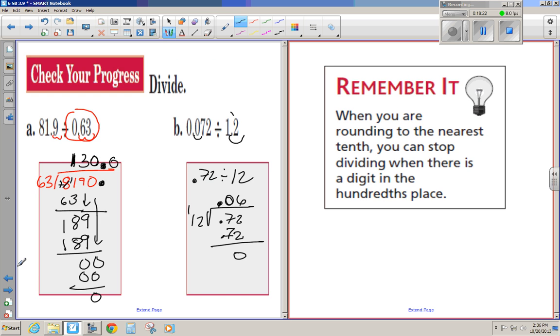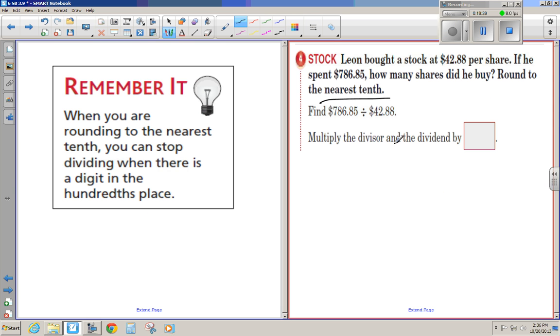All right. Remember, when you are rounding to the nearest tenth, you can stop dividing when there is a digit in the hundredths place. What that means is if we were rounding to the tenths spot, you can be done when the 6 is shown. So here, round to the nearest tenth, multiply the divisor and the dividend by 100 this time. But really what you're doing is moving the decimal 2 places. So you end up with 78685 divided by 4288.